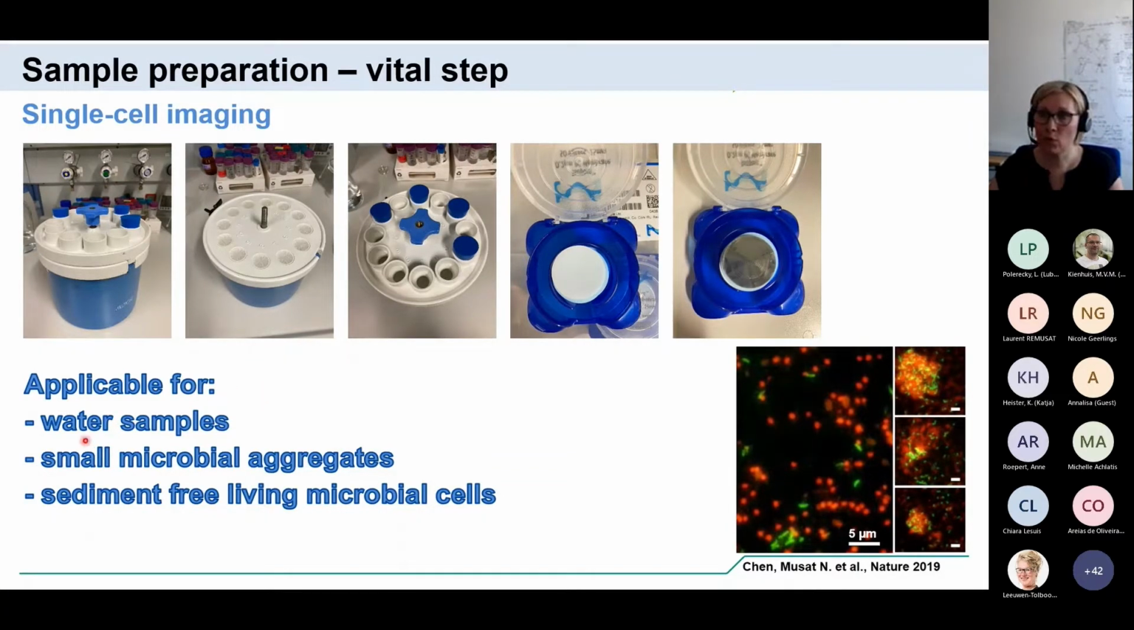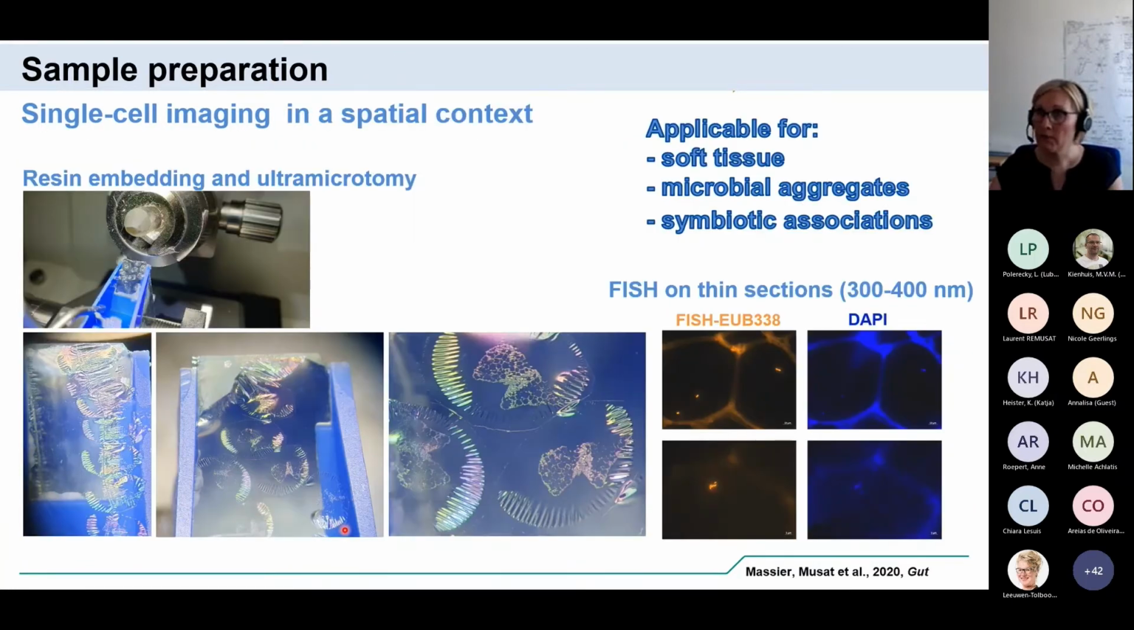It's easily applicable for water samples or small microbial aggregates, and also sediment-free living microbial cells that can be very easily separated from the soil particles or sediment particles. However, if one is interested to look at microbial cells which live within a tissue or within organic matter aggregates, then you need to consider embedding in a FISH-friendly resin, because fluorescence in situ hybridization, as I mentioned, is a crucial step for identification and visualization of these single cells prior to the NanoSIMS analysis.